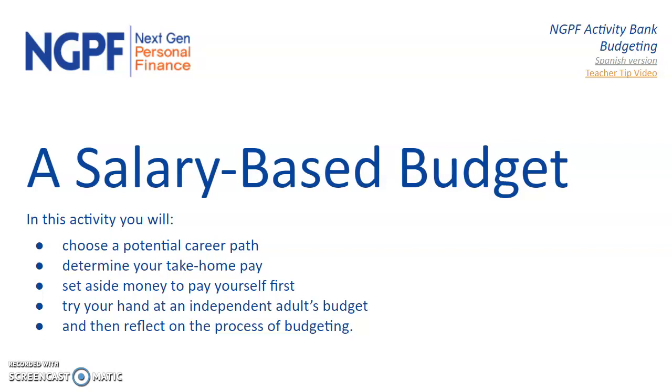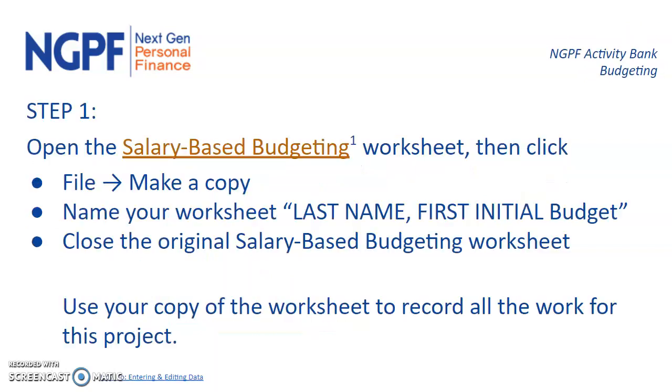Let's try to be as realistic as possible because we want to get a real idea of how you're going to budget when you are in the real world. So you're going to determine what your take-home pay is. You're going to set aside money to pay yourself first, and we're going to do a budget. And then, of course, at the end, we're going to reflect on the process of budgeting just to understand what went wrong, talk about what went wrong, what you could do better, and how this project could be helpful to you in the future.